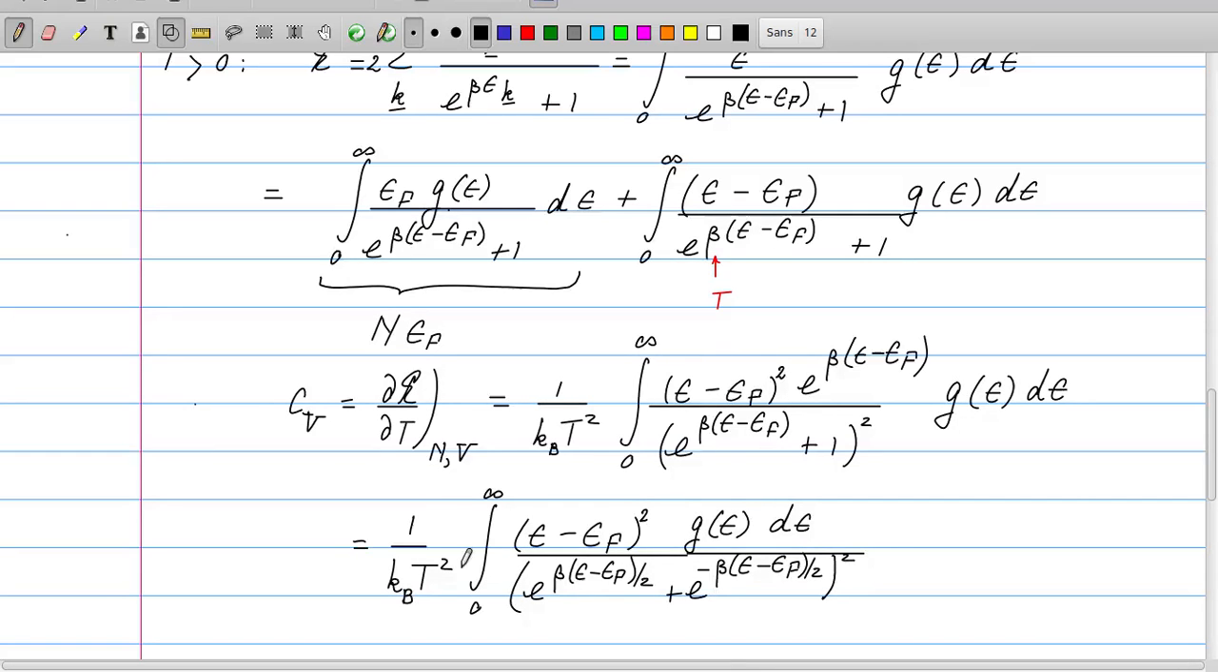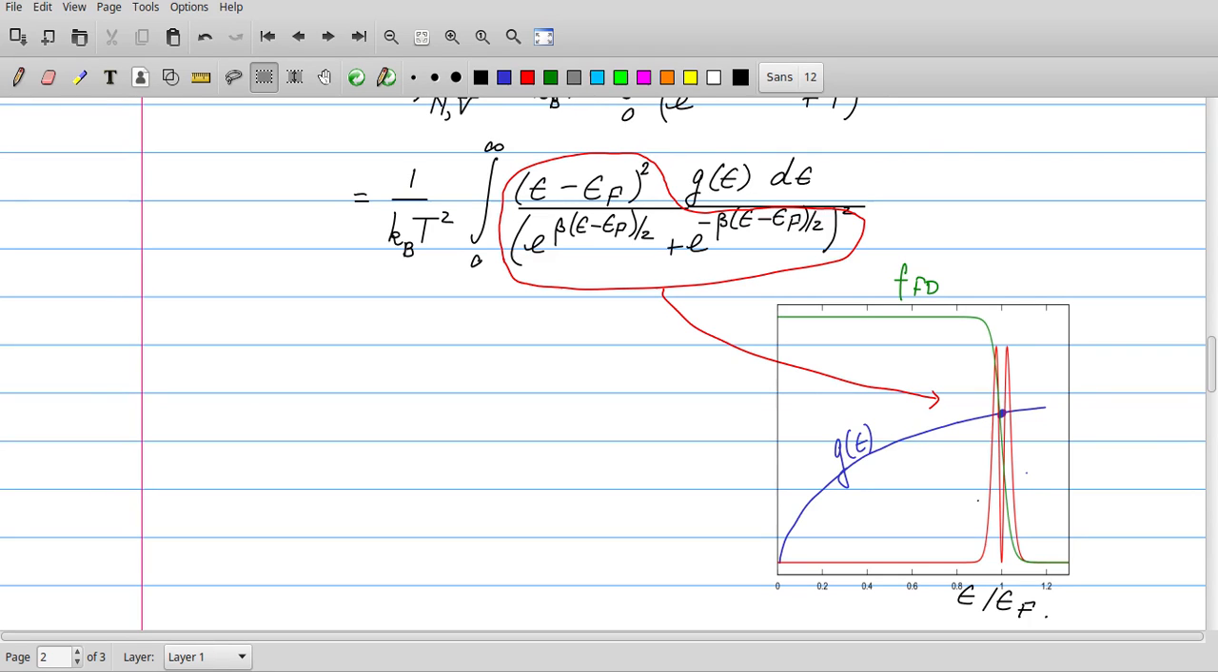And now in order to make some progress, we have to consider the form of this function here, excluding the density of states. I have encircled the integrand except for the g of epsilon, that's the density of states. And that part that I have encircled is shown here in red in this plot. And as you can see, it consists of two narrow peaks which are very close to the Fermi energy.